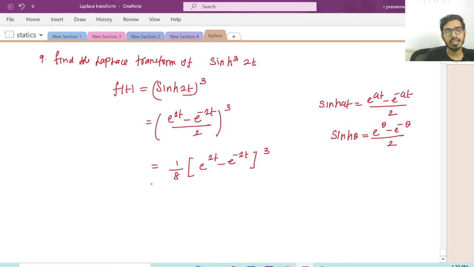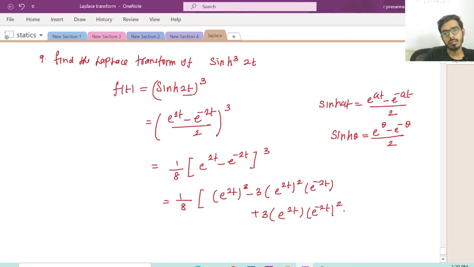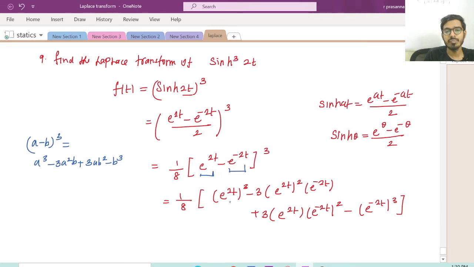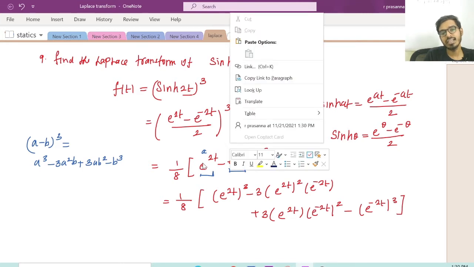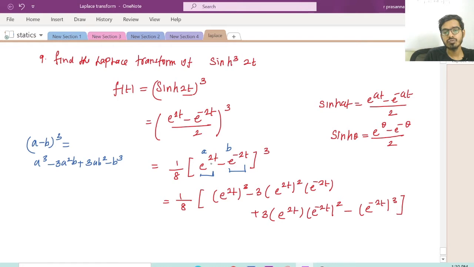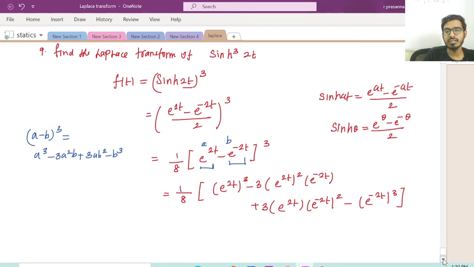I'm going to apply the a minus b whole cube formula. It will be a cube minus 3a square b plus 3ab square minus b cube. Just take e power 2t as a and e power minus 2t as b. So a cube is e power 2t whole cube, minus 3a square b, that is e power 2t square into e power minus 2t, plus 3ab square, that is 3 into a into b square, minus b cube. I've just expanded this using the a minus b whole cube formula.